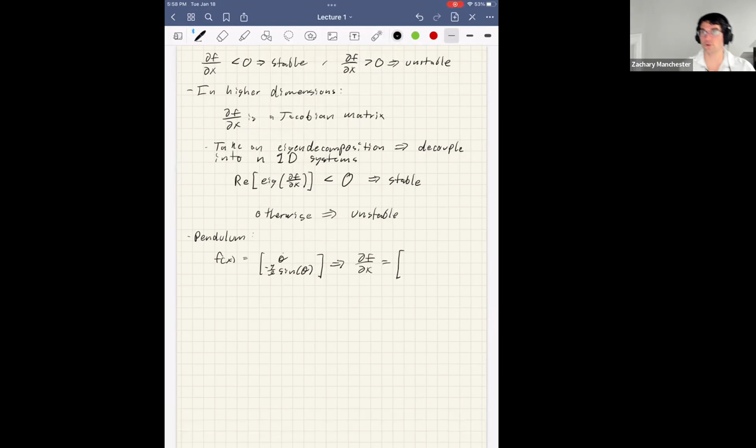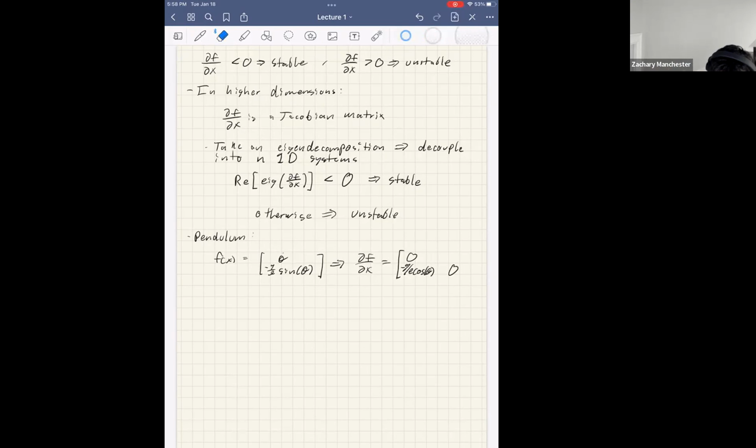So I do the first row, I take partial the first row with respect to theta, 0. Partial the first row with respect to theta dot, 1. Then we do the bottom row, partial with respect to theta is derivative of sine is cosine, so it's minus g over L cos theta. And then partial the bottom row with respect to theta dot is 0.